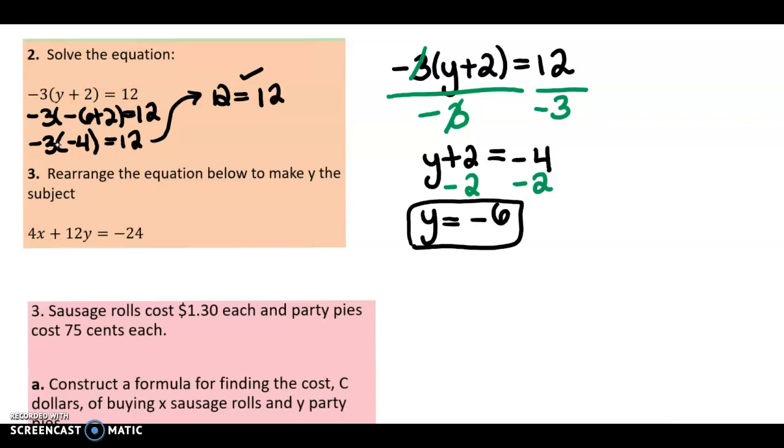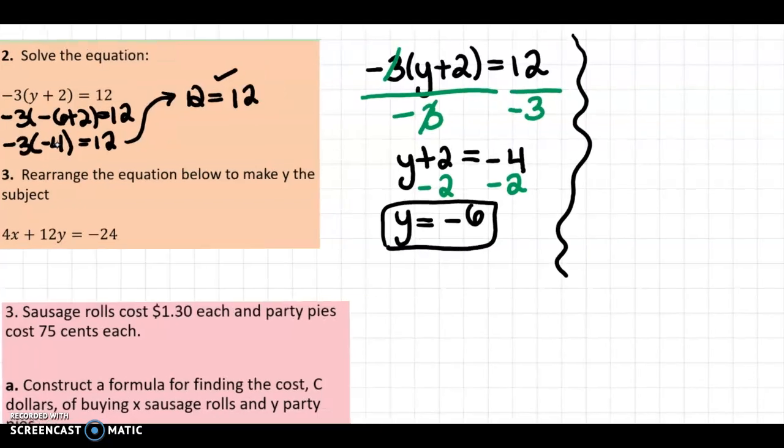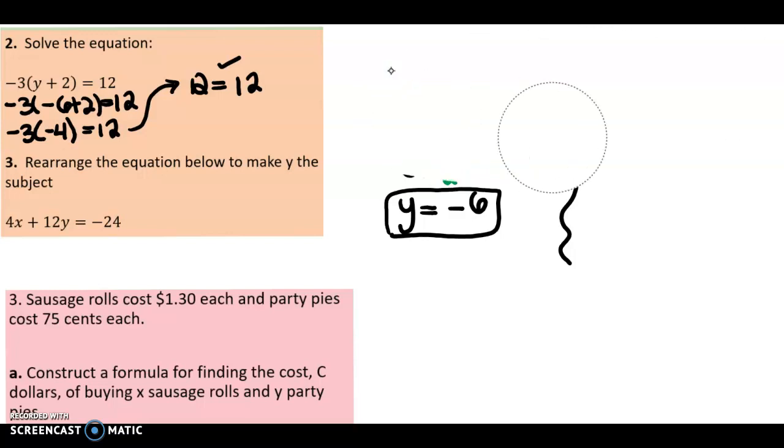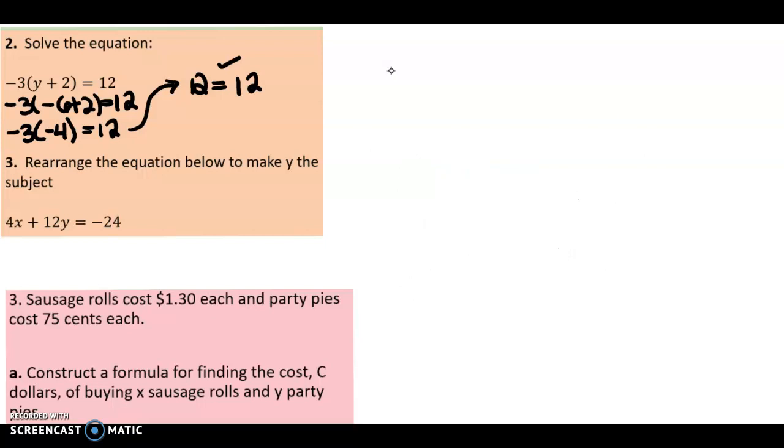Next up, we're asked to rearrange the equation to make y the subject. So I just might move over slightly. So our equation is 4x plus 12y equals negative 24. Let me just, to give more room, erase this. And you can rewind if you need to look at that again. So 4x plus 12y is negative 24. And we want this in terms of y.